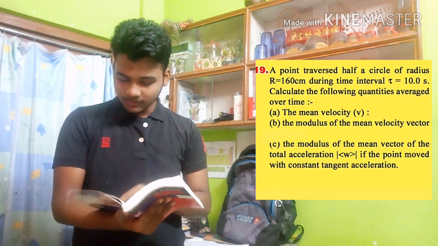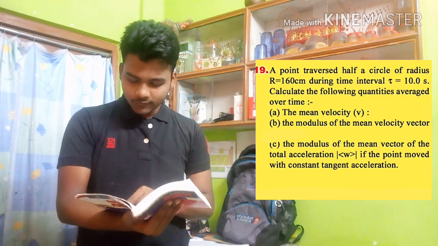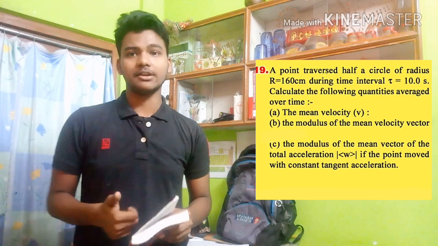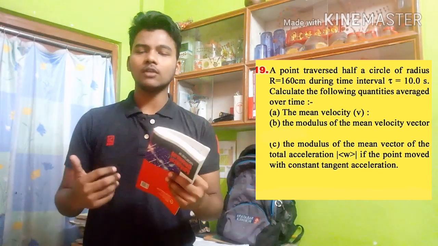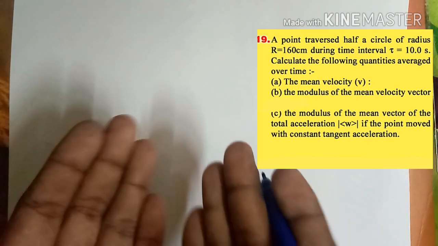And the third part says the modulus of mean vector of the total acceleration if the point moves with constant tangent acceleration. Means we have to calculate average acceleration. So that's what the question says. How can we solve this question with a simple approach? So watch this video fully, it's very interesting. We discussed the question and now let us take the solution with the simplest approach.